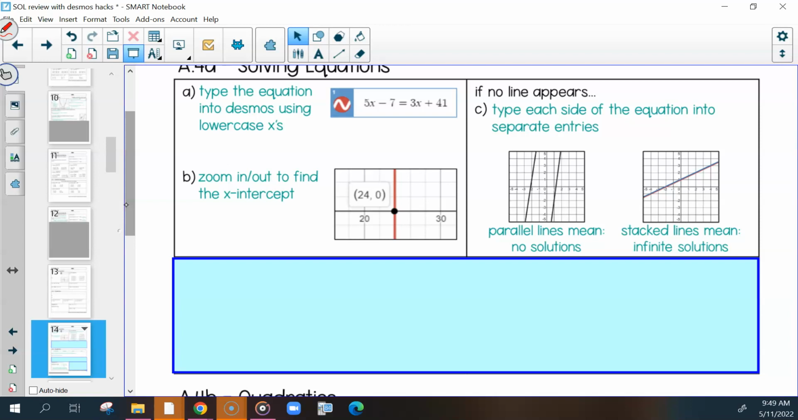And when you put them in separately, you'll either get parallel lines to mean no solution, or the lines will be on top of one another, and you may be able to change the color or the dotted lines to see if they are both there. And that would mean infinitely many.